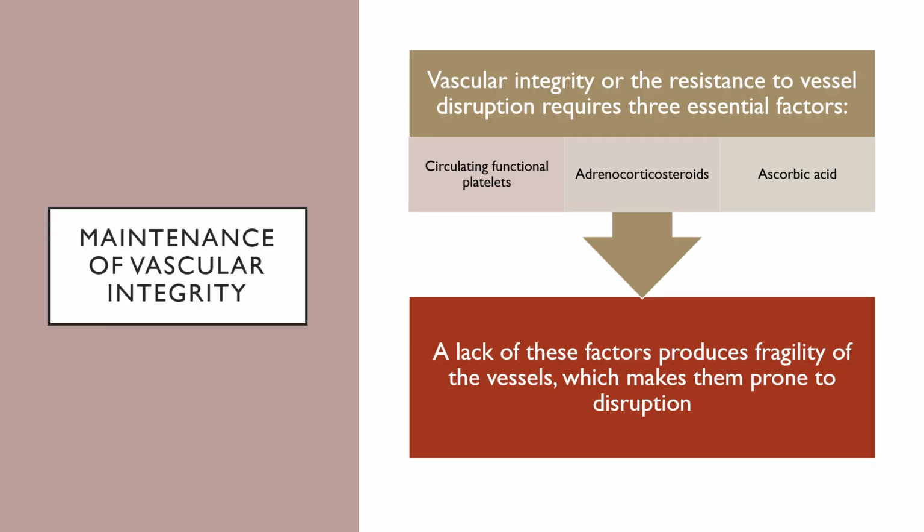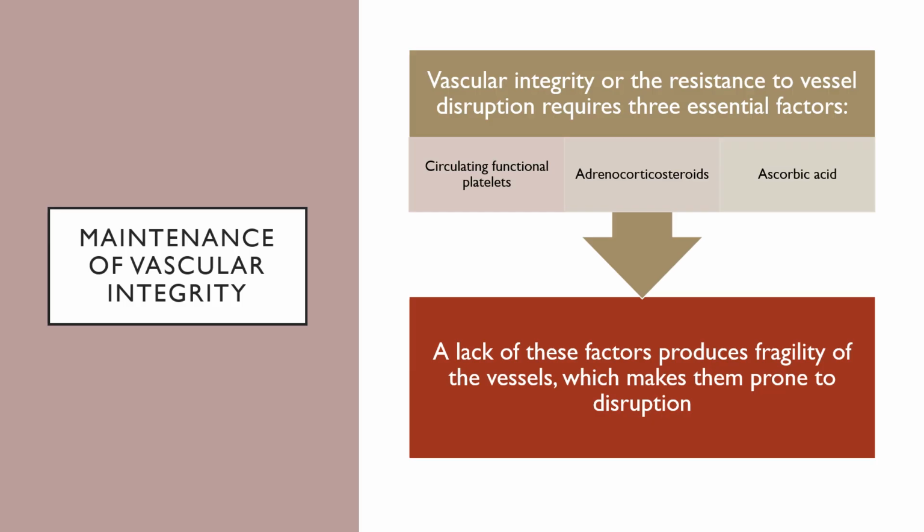As wonderful as our blood vessels are, carrying our blood around, keeping us from hemorrhaging, there are a few things that we need to maintain our vascular integrity. So vascular integrity, or the resistance to vessel disruption, requires 3 essential factors. If one of these 3 factors is missing, we would be at a higher risk for vessel disruption. And when I say vessel disruption, I mean things like rupture, easy injury, fragility, all of those things. So let's talk about what the things are that we need.